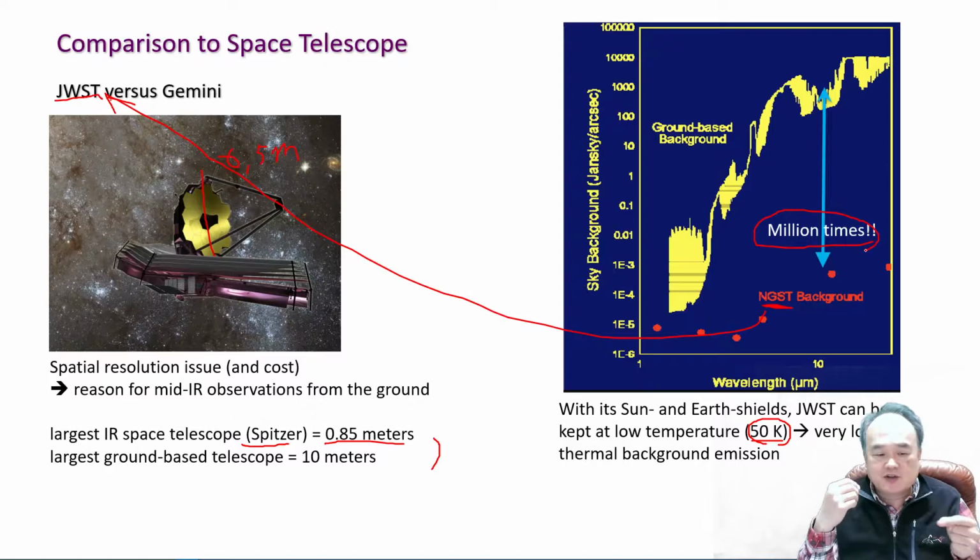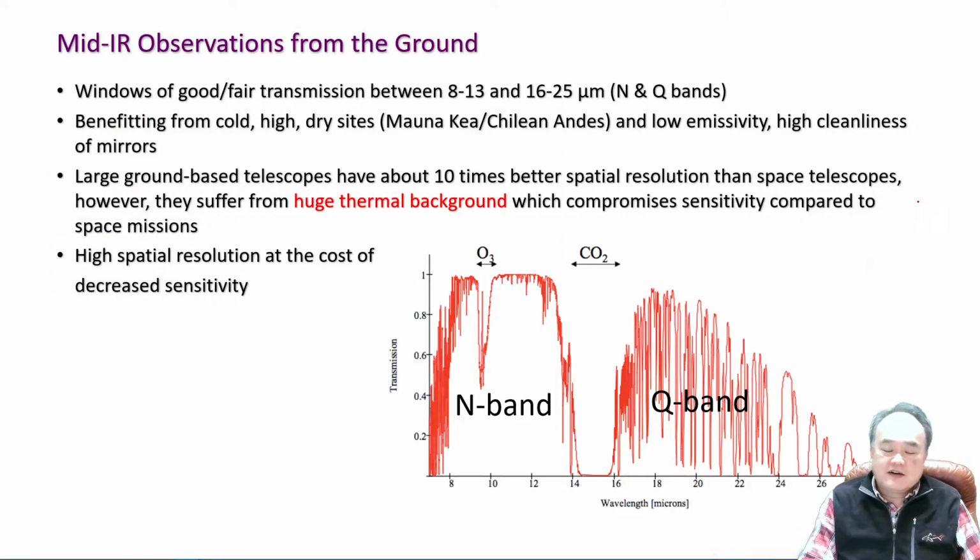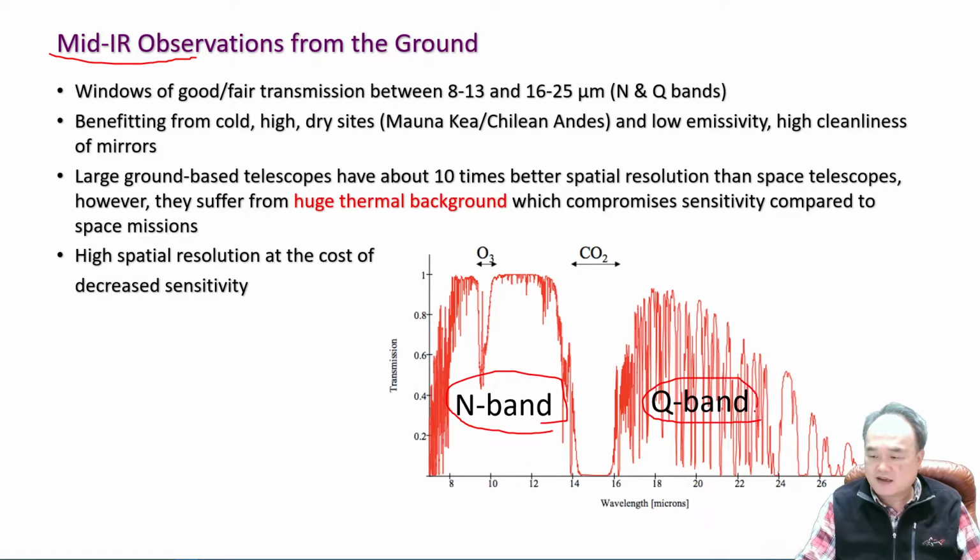But to achieve large spatial resolution, we need to use a larger telescope. But sending a larger telescope to space is costly, so there is a trade-off. So mid-infrared observation is oftentimes done with ground-based telescopes by focusing mainly on two bands, the N band around 10 microns and then the Q band. These are the atmospheric windows that we learned about in the previous lecture, right?